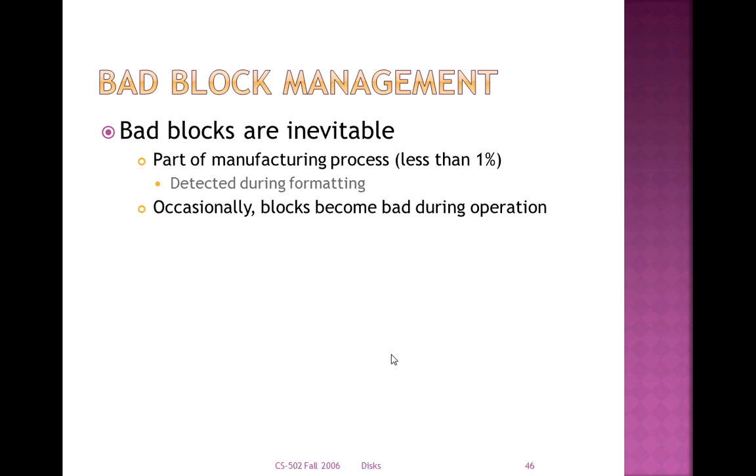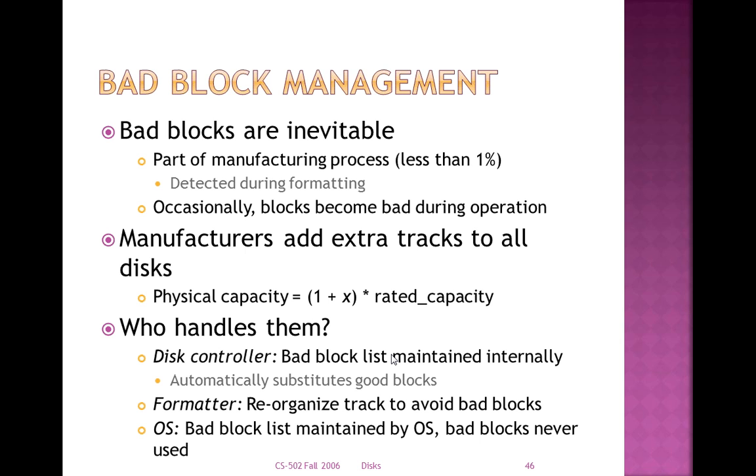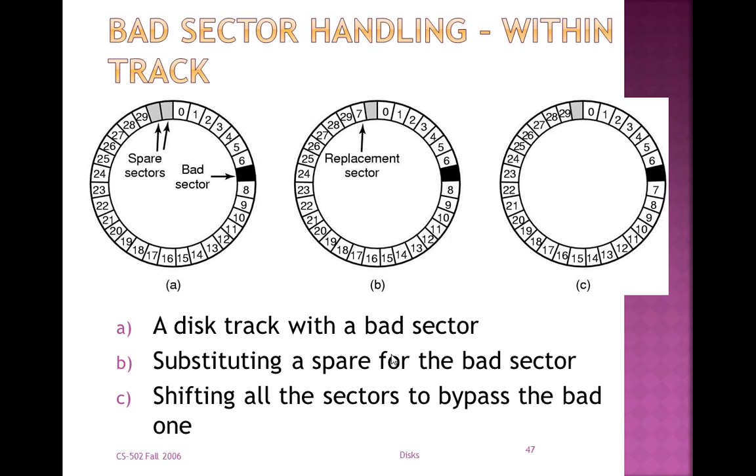Bad blocks are inevitable. Part of the manufacturing process is less than 1%. They are detected using formatting. Occasionally blocks become bad during operation. Manufacturers add extra tracks to all disks.